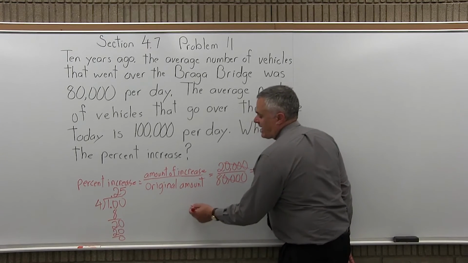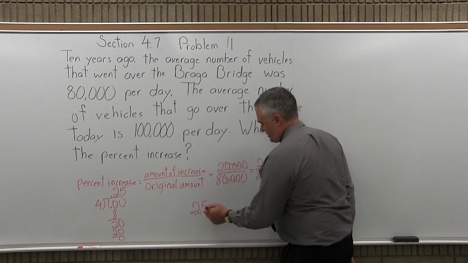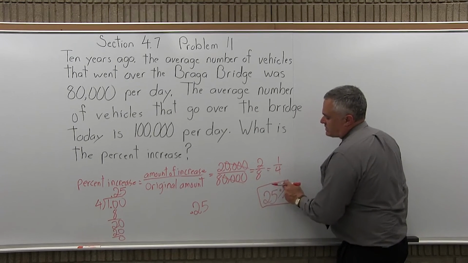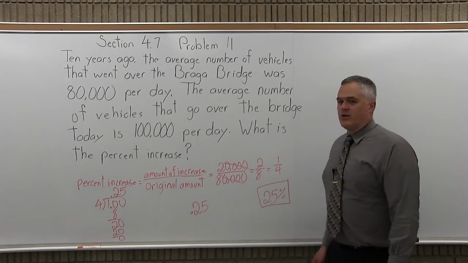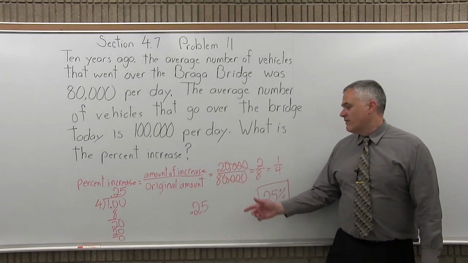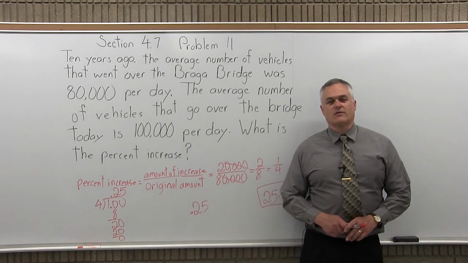And 0.25 is the decimal version. As a percent, 0.25 is 25%. It's a common number, so I could go from there immediately. If you don't remember, it's one extra quick step. So it's a 25% increase in the amount of traffic over the Braga Bridge.